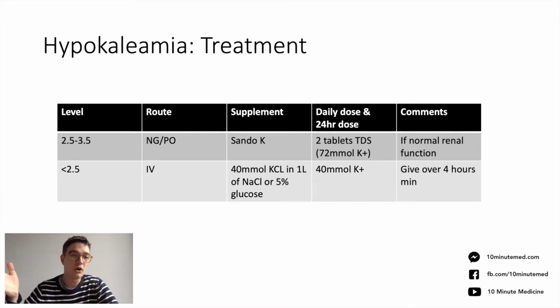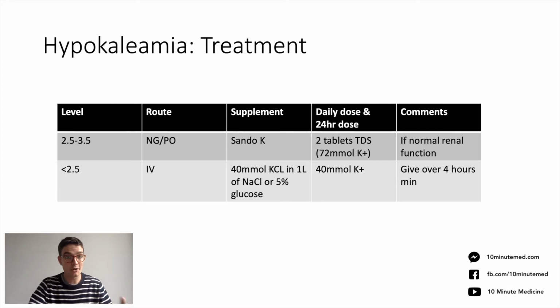If it's really low, less than 2.5, then you'd be thinking about IV replacement, something like 40 millimoles in a litre of normal saline or glucose. Give that over 4 hours, as the maximum administration of potassium is 10 millimoles an hour. It's also worth noting that some patients can't take it orally, perhaps they have dementia or a poor swallow, in which case you'll need to do IVs. And actually Sandoz is really disgusting, so some patients just won't tolerate it, and if you've got a few days of them not tolerating Sandoz, then you might need to give some IV replacement of the potassium.